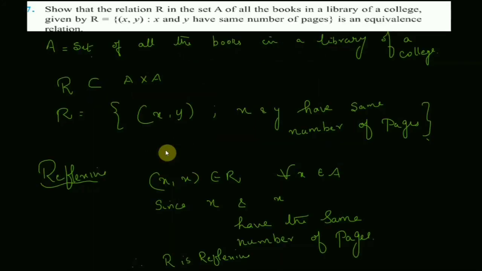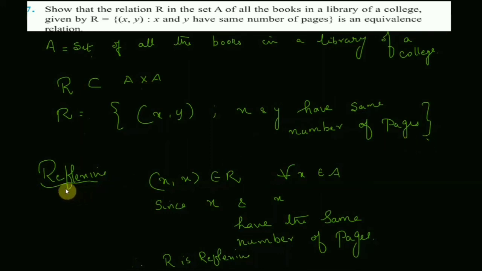Now we'll move on to question number 7. Show that the relation R in the set A of all the books in the library of a college given by R = {(x, y): x and y have the same number of pages} is an equivalence relation. So let us define the set A as the set of all the books in a library of a college. Now the relation R is a subset of A cross A. So what is R defined as? It is an ordered pair (x, y) where x and y have the same number of pages.